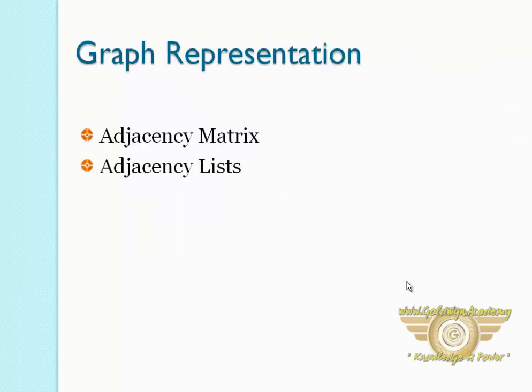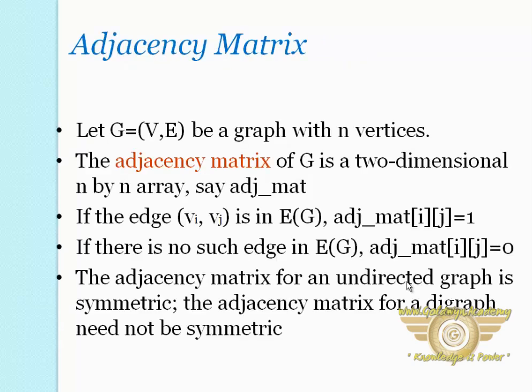Now let us talk about graph representation. Graphs are represented by using an adjacency matrix and an adjacency list. Adjacency matrix. Let G = (V, E) be a graph with n vertices. The adjacency matrix of G is a two-dimensional n by n array, say adj_mat. If the edge (Vi, Vj) is in E(G), adj_mat[i][j] is equal to 1. If there is no such edge in E(G), adj_mat[i][j] is equal to 0. The adjacency matrix for an undirected graph is symmetric. The adjacency matrix for a digraph need not be symmetric.